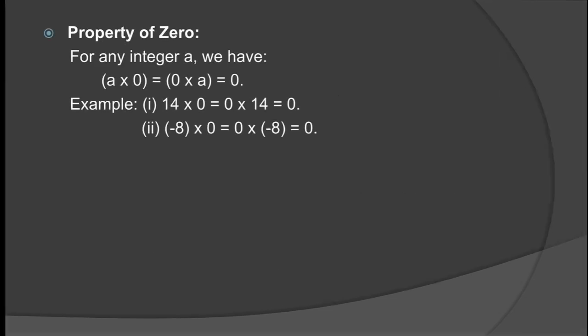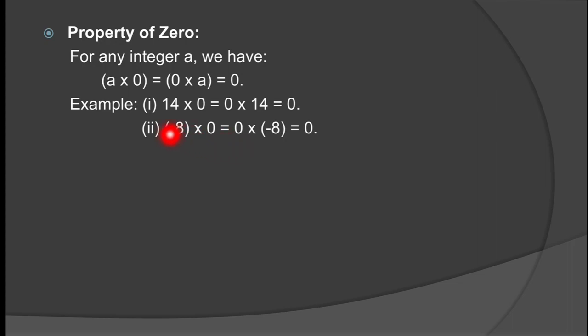Now students, we will study the property of 0. You are well aware of the integer 0, that 0 is such an integer which, when multiplied to a given integer, gives the result of 0. So we can say that for any integer a, we have a into 0 is equal to 0 into a is equal to 0. It means that whether 0 is multiplied from right or left to a given integer a, it gives the result of 0.